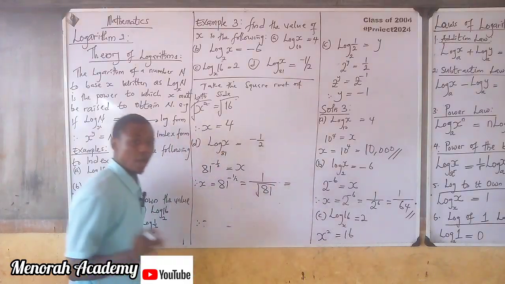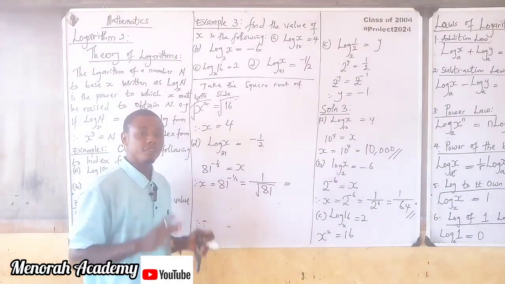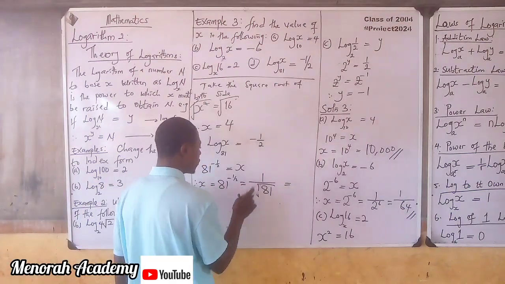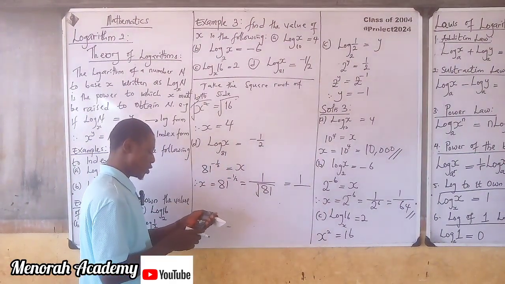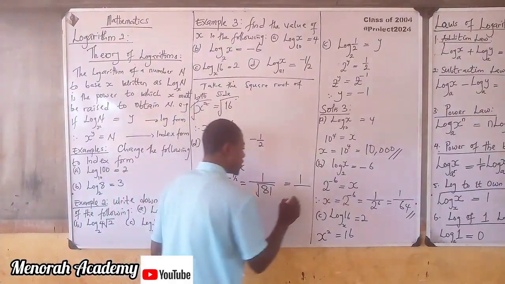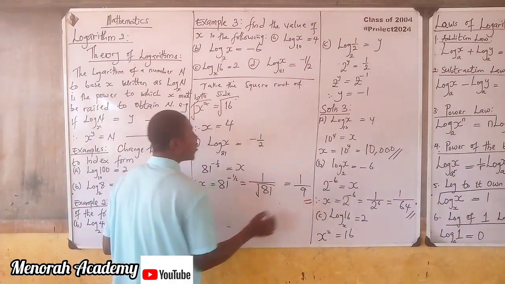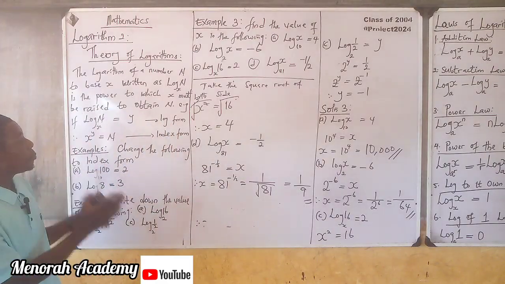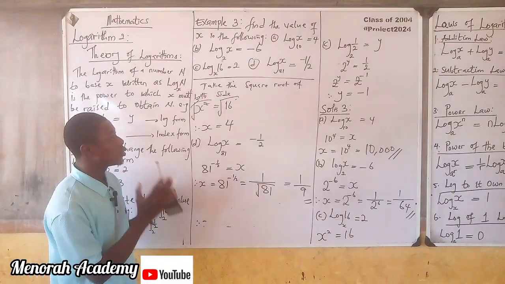Remember, you can go and watch indices. I treated this thing vividly under indices. Alright? Okay, so now we are going to have 1 over the square root of 81, which is 9. So we have 1 over 9. That is the value of our x. So from this first part of the logarithm, this is what you are expected to learn.